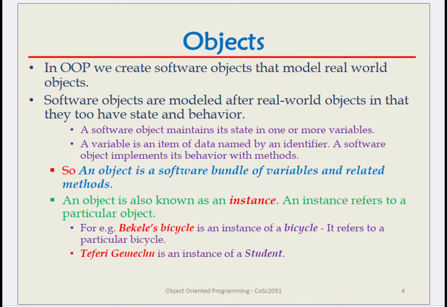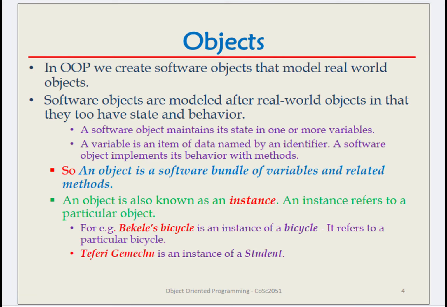An object is also known as an instance. An instance refers to a particular object. For example, Beckiel's bicycle is an instance of a bicycle. It refers to a particular bicycle. Tfree is an instance of a student.